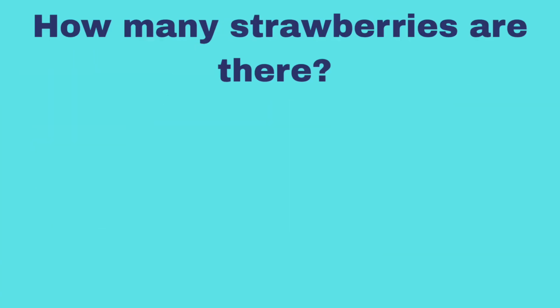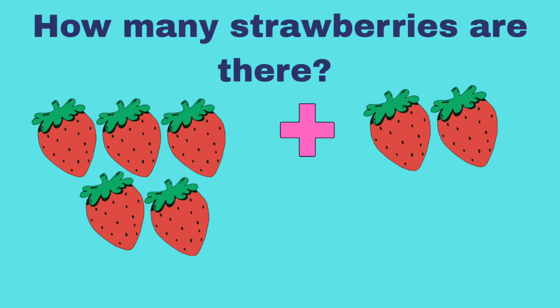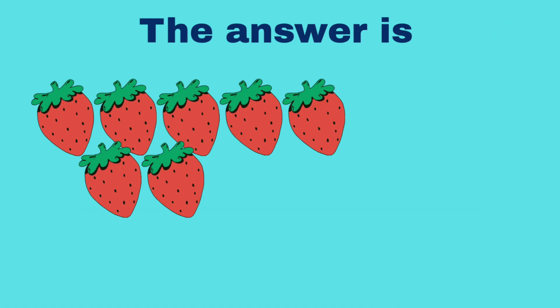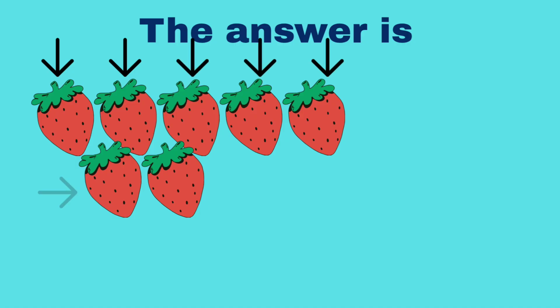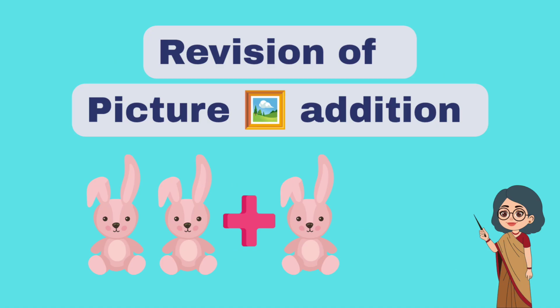Here we are seeing 5 strawberries on the left side and 2 strawberries on the right side. How many strawberries do we have in total? To find the answer, we have to count. So let's count. 1, 2, 3, 4, 5, 6, 7. We have a total of 7 strawberries. It means 5 plus 2 equals 7.